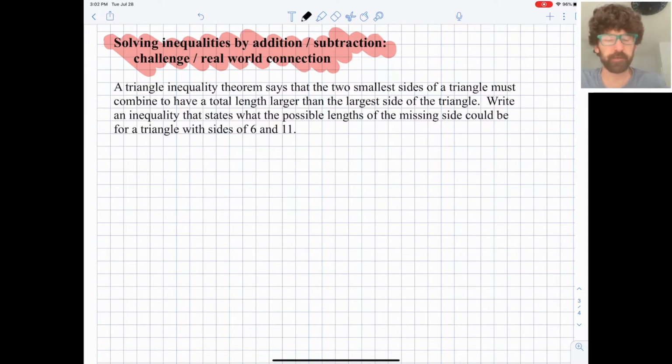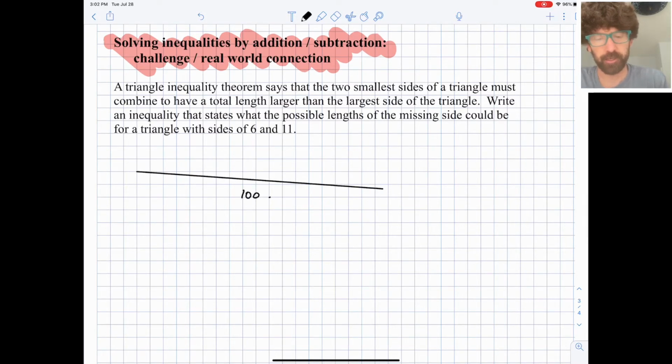So not using the given dimensions yet, but let's say we had 3 sticks, and one stick was 100 centimeters long, and one stick was 5 centimeters long, and one stick was 8 centimeters long. So here's an example of 3 possible sides of a triangle, so 3 sticks, right? And we're trying to see if we could arrange these 3 sticks into an actual triangle. Okay, the triangle inequality theorem says that we can't, because the 2 smallest sides, 5 and 8, have to add up to be larger than the largest side.